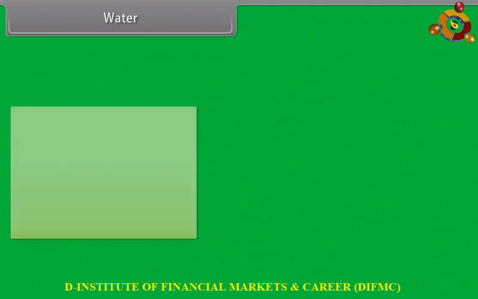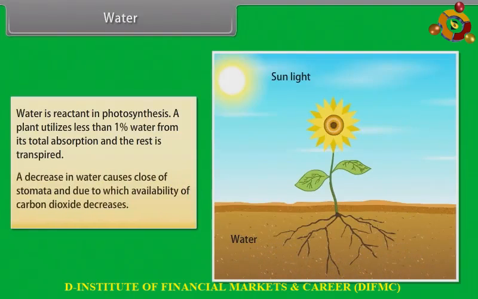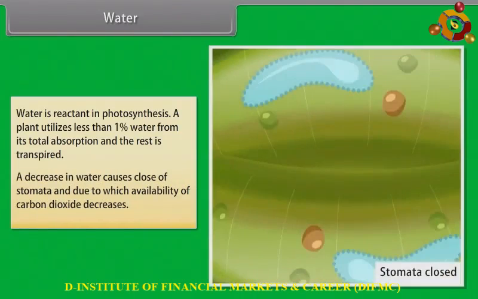Water. Water is a reactant in photosynthesis. A plant utilizes less than 1% water for its total absorption and the rest is transpired. A decrease in water causes closing of stomata, due to which the availability of carbon dioxide decreases.